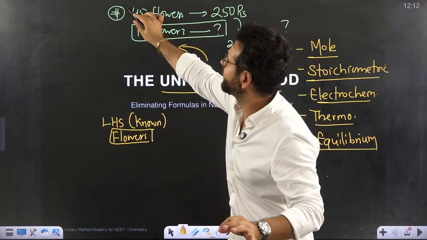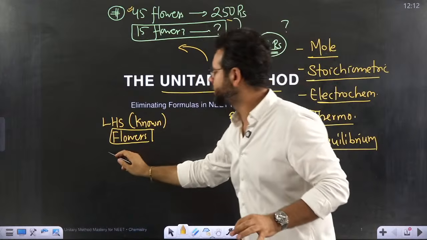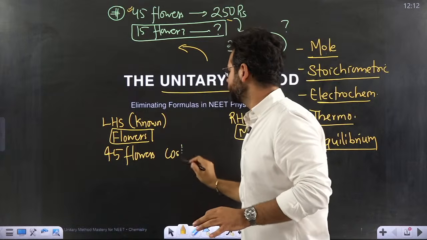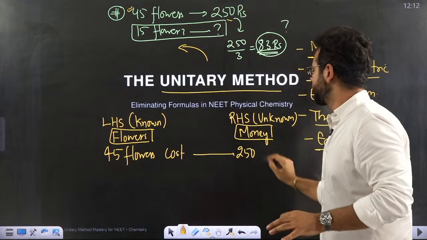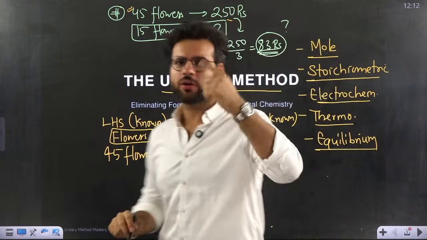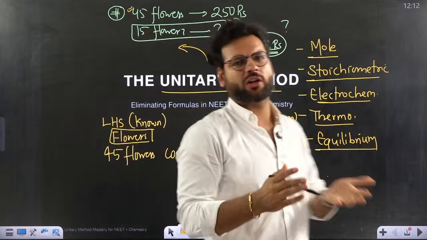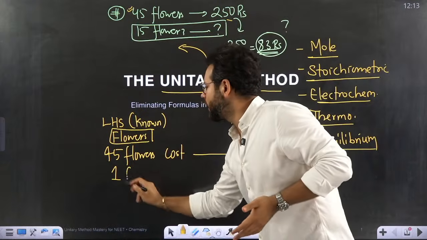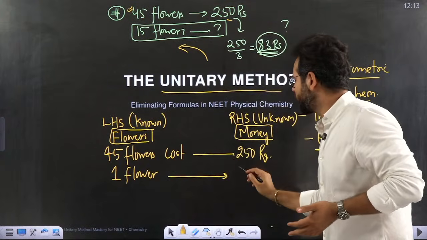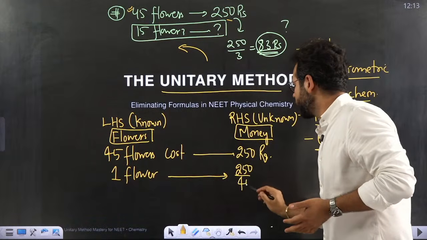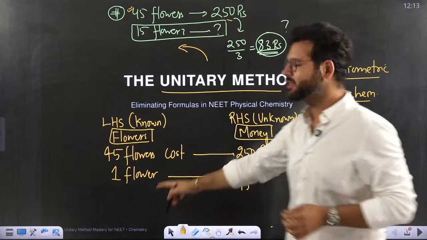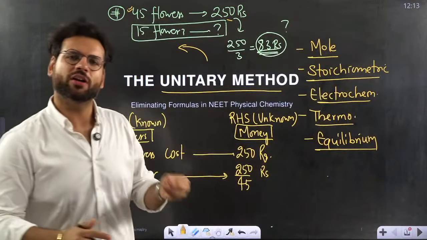The shopkeeper told you, 45 flowers I am selling for 250 rupees. So you'll say 45 flowers cost 250 rupees. Correct? Unitary method means in your mind you are somehow calculating how many rupees one flower costs. If 45 cost this much, one flower costs how much? Whatever number is there, bring it to the denominator. 250 by 45 rupees. Right? 250 by 45 rupees. This is per unit. You can all do this. It's not at all tough.